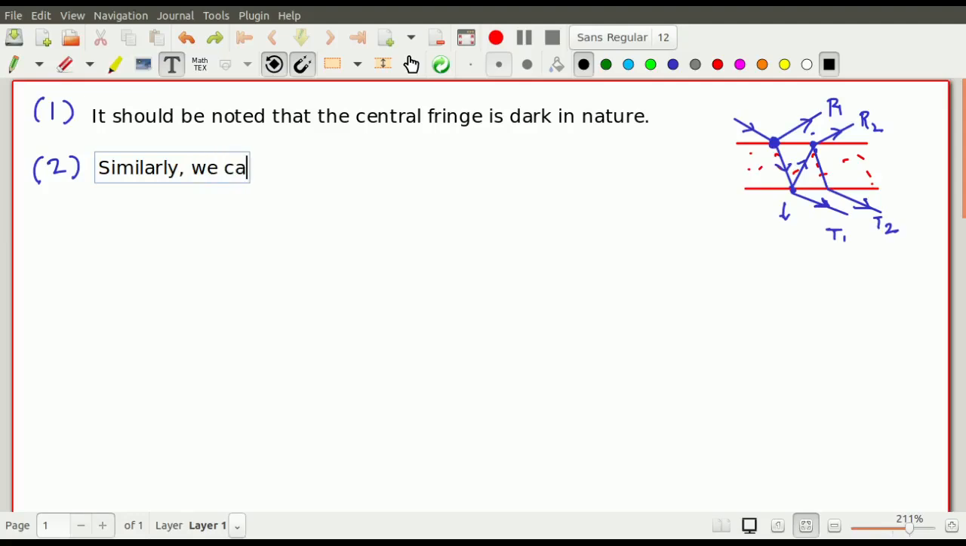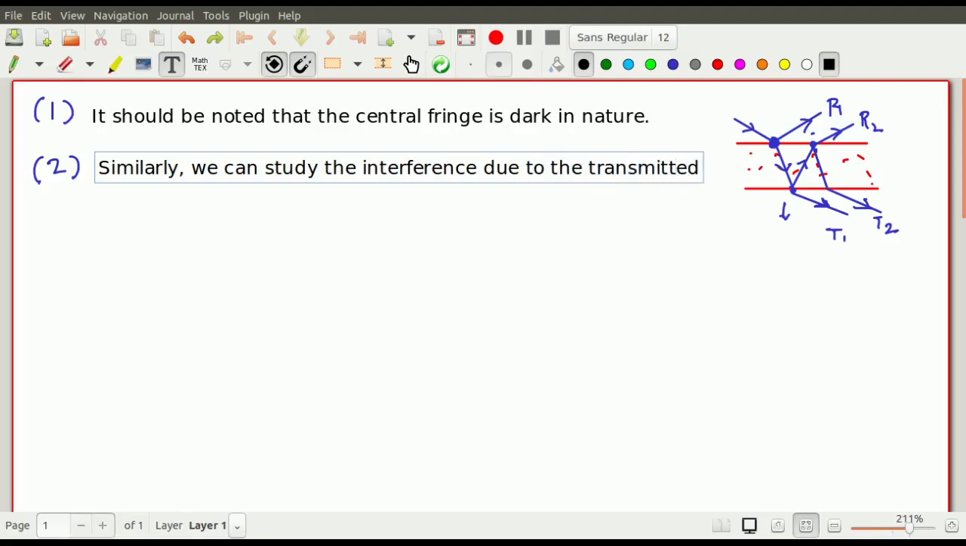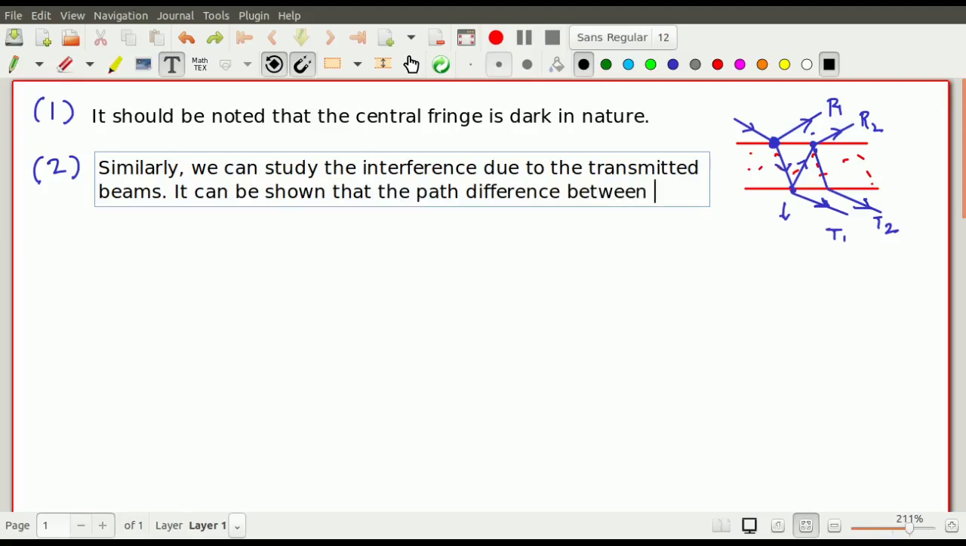Similarly we can study the interference due to the transmitted beams. It can be shown that the path difference between T1 and T2 will be 2 mu t cos r.